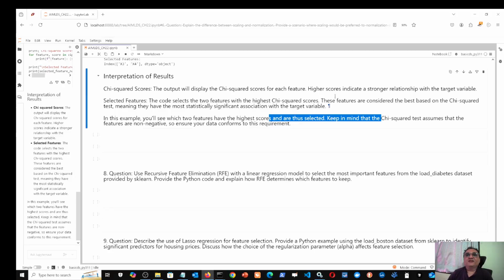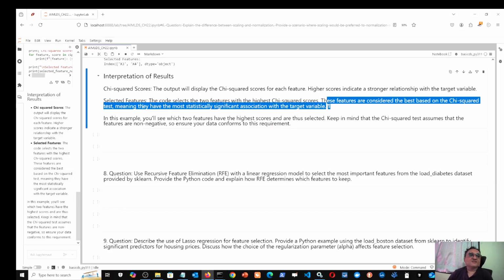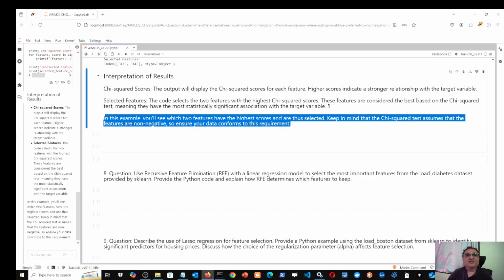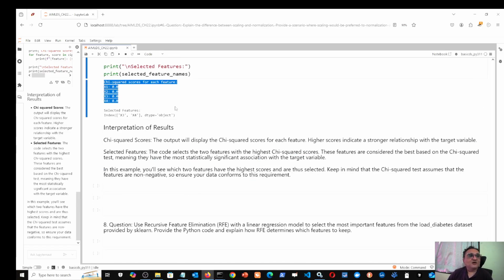Okay, keep in mind that these features are considered the best based on the chi-square test, and they are most significant. They have the most significant association with the target variable. We have done all this discussion a lot, so that is fine. But let me ask a counter question: that I got output like this, and you selected these features. My output was this, and I pasted my output.